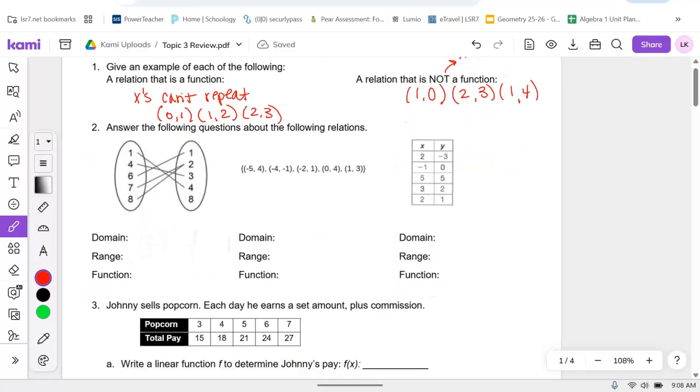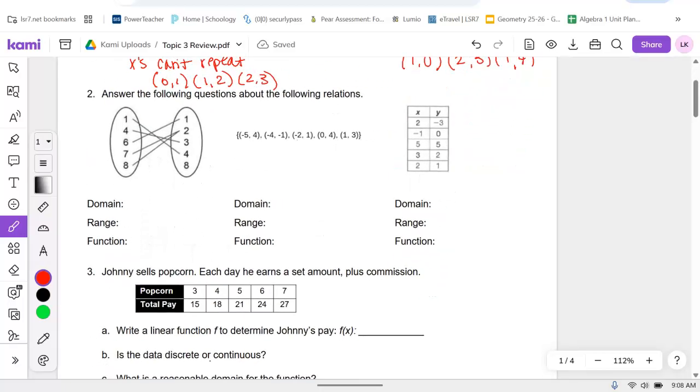Number 2, answer the following questions about the following relations. We want to find the domain, range, and then determine if it is a function. So remember, domain is your x values. So you have 1, 4, 6, 7, and 8. Range would be 1, 2, 3, 4, and 8. And since my x's do not repeat, yes, it is a function.